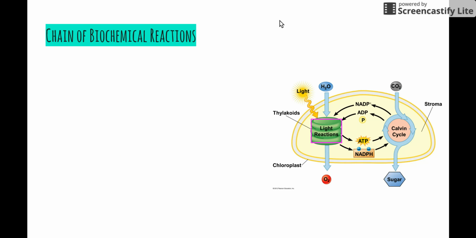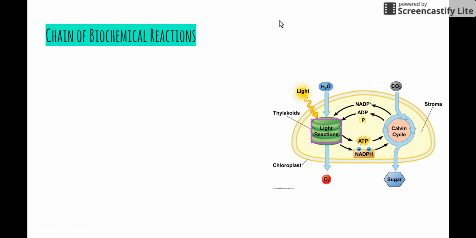So we need to have a look at how photosynthesis is a chain of biochemical reactions. Here we can see quite a complex diagram that shows a whole heap of different things happening in the chloroplast of the cell. So we're going to break it down and have a look at 2 specific things that take place.